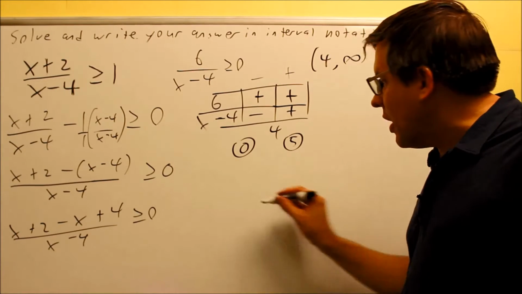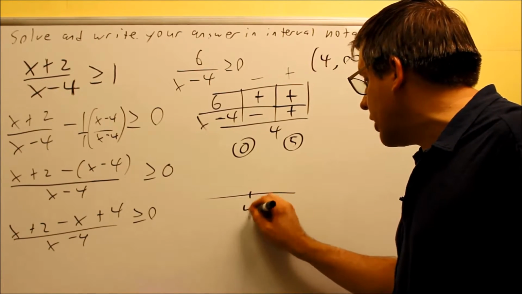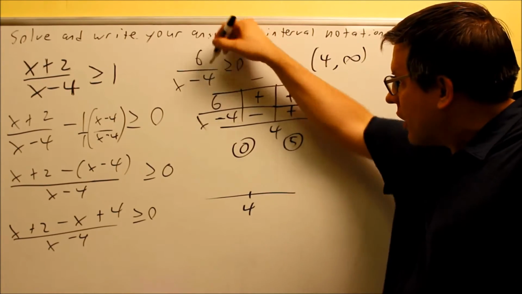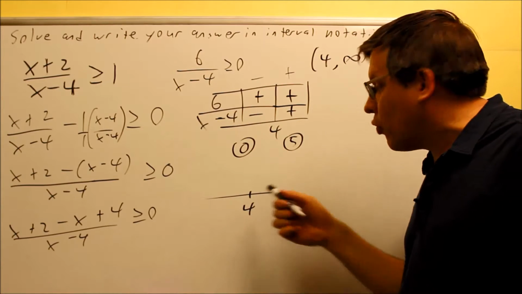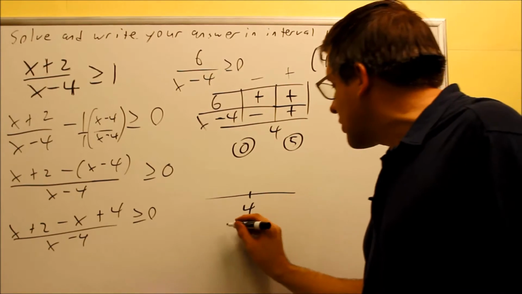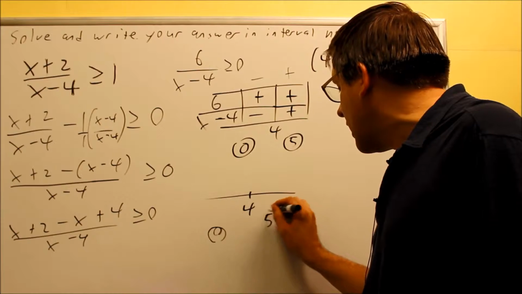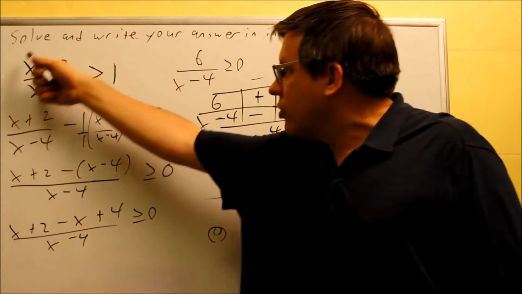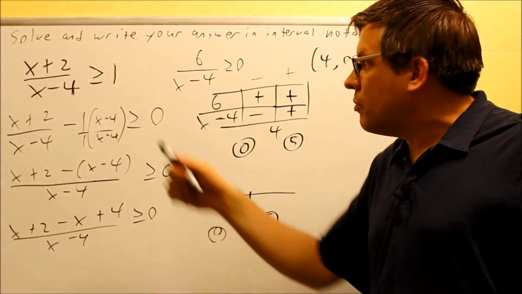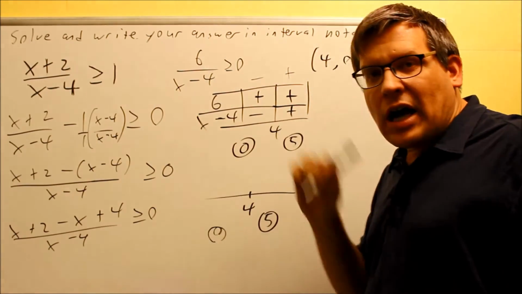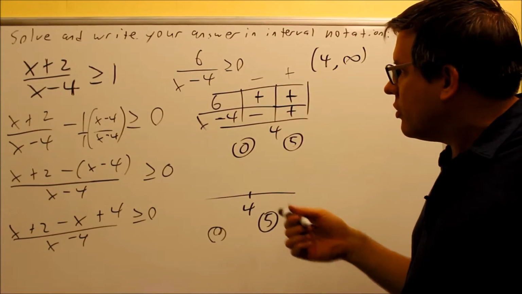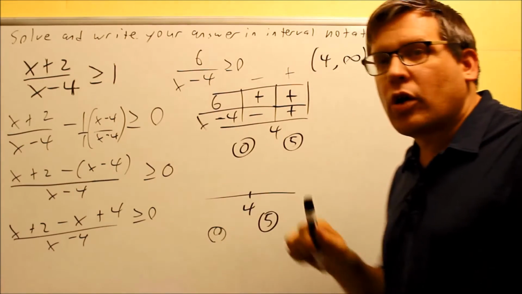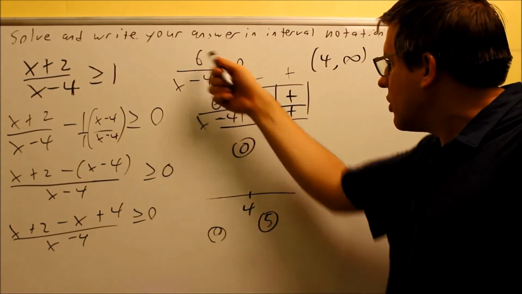Now if you're going to do the number line method, we're only going to have one number on there. We're going to have 4. That's the only one that makes the top or bottom equal to 0. Nothing on top is ever going to be 0, so that's why you only have one number there. You're going to use your same test numbers, 0 and 5. But when you test them, definitely don't use the original one, because you want to make sure if something's positive or negative, and the only way you can do that is if you have a 0 on that side. So we're going to use this version, not the one with the 1 on it.